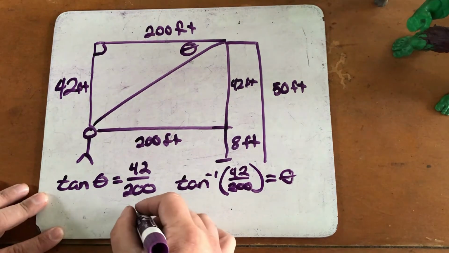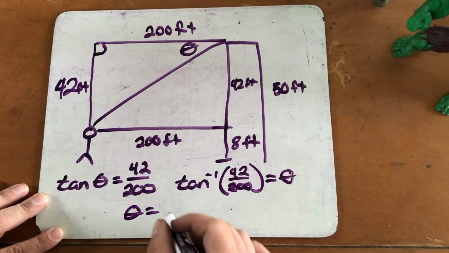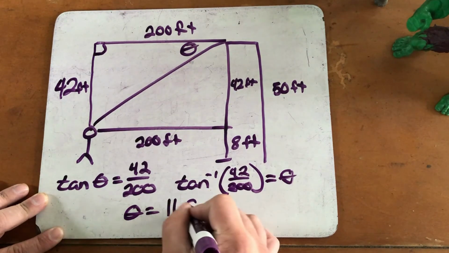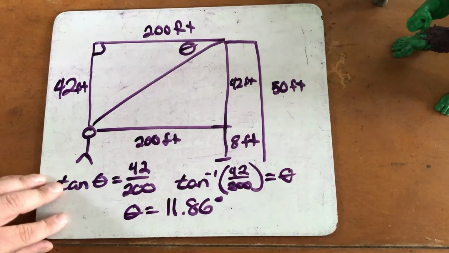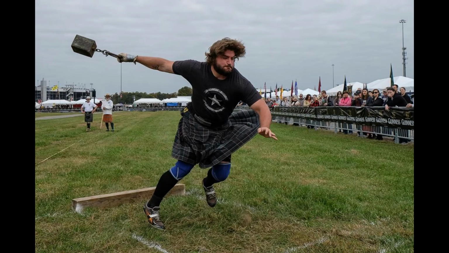And so I find out that by doing the inverse tangent of 42 over 200, theta is 11.86 degrees. Now notice everything we dealt with was in degrees, so make sure your calculator or Desmos is in degrees. If it is in radians, it will not function correctly.